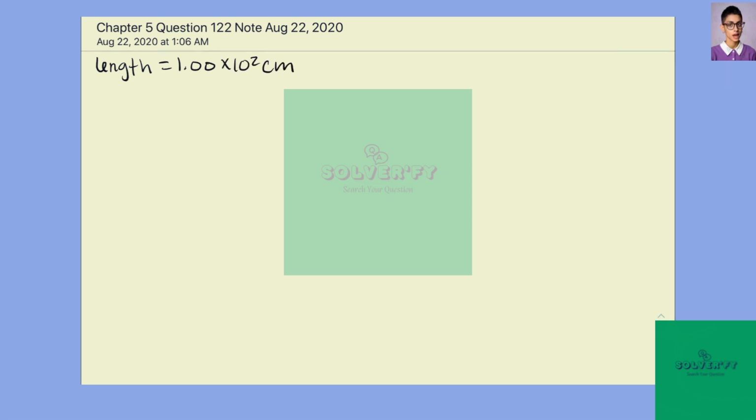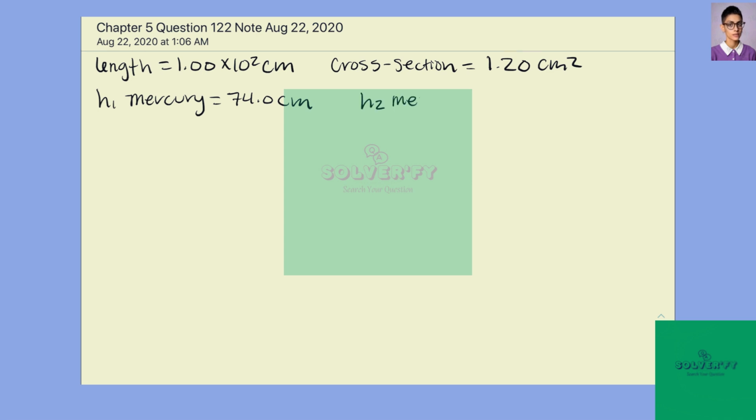They tell us that it has a cross-section equal to 1.20 centimeters cubed. They tell us that height 1 of our mercury is equal to 74.0 centimeters. And they tell us that our height 2 of mercury is equal to 64.0 centimeters. They tell us that the temperature is equal to 24 degrees C.